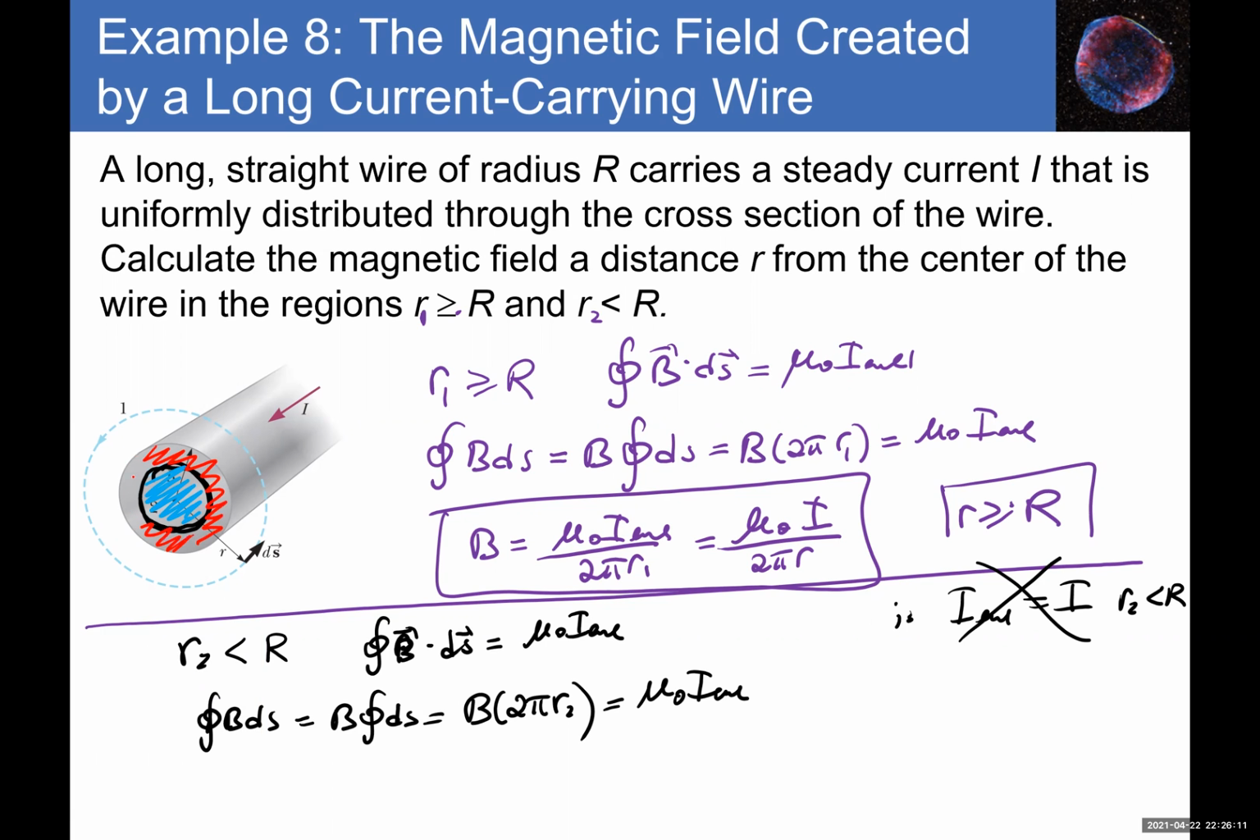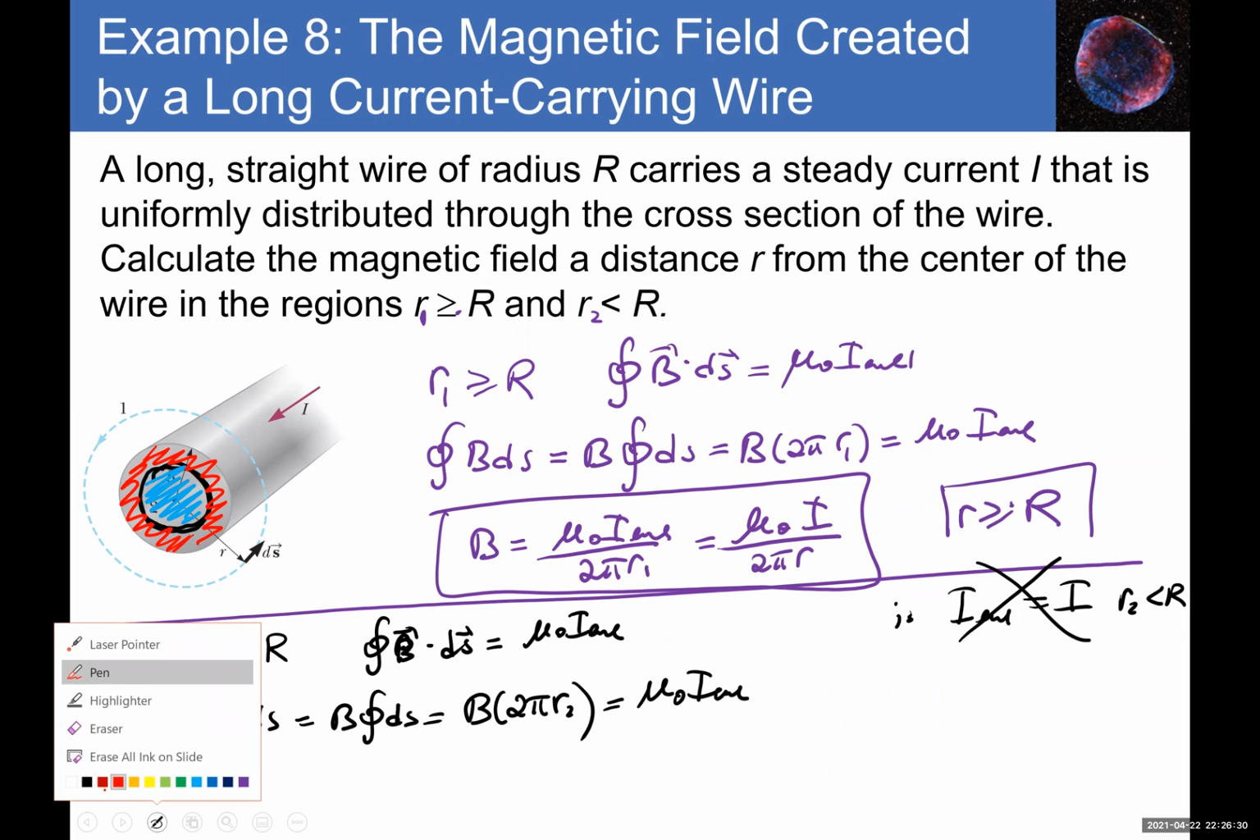So all that red is the current that is outside of my Amperian loop. That means for this particular magnetic field that I'm considering, only the current in that blue region counts in calculating the magnetic field. Then I need to find how much of the total current is inside that blue region, or inside my Amperian loop.